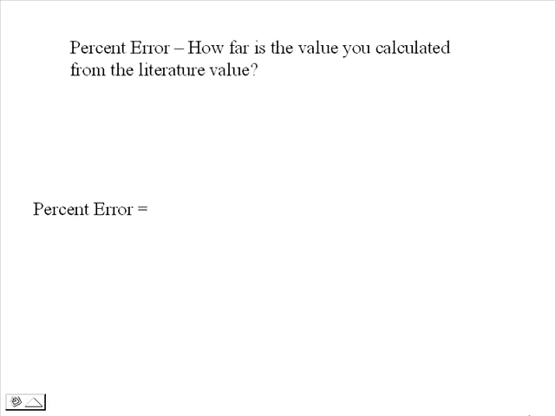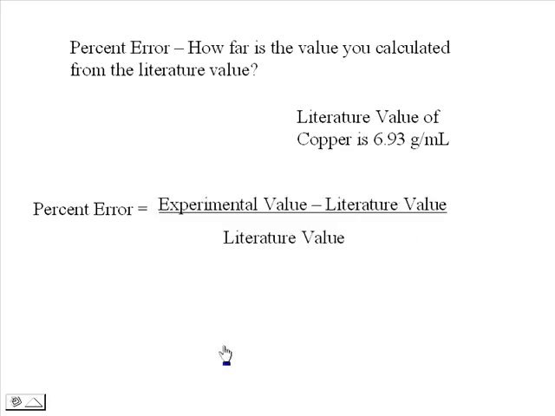Let's look at percent error. Percent error is just asking you how far was your value that you calculated in the experiment from the literature value or the actual value that you would find in a chemistry handbook. The value for copper pennies is 6.93 grams per milliliter. Your formula for percent error is to take the value that you actually determined minus the lit value that comes from the book divided by the lit value. Again, lit values will be given to you or it'll be found on a table.